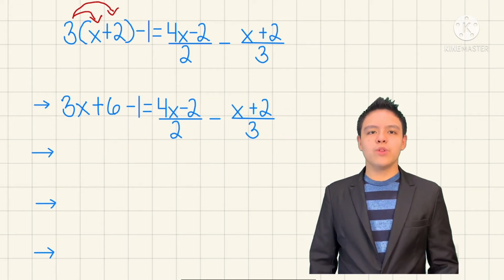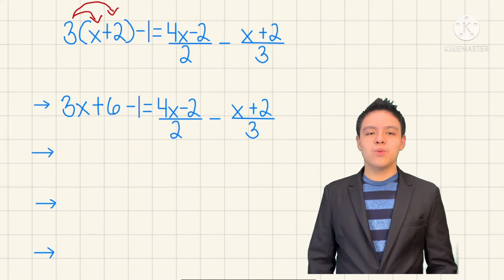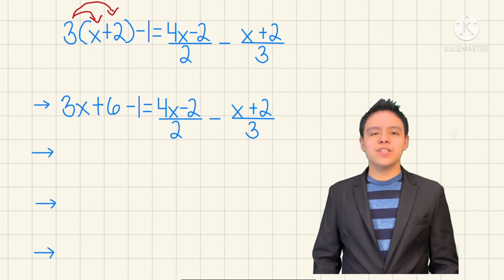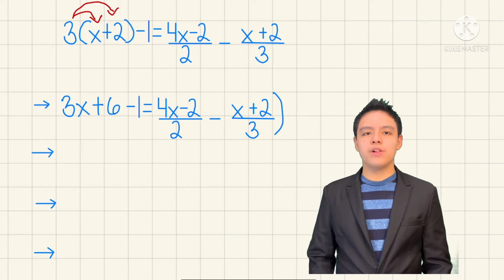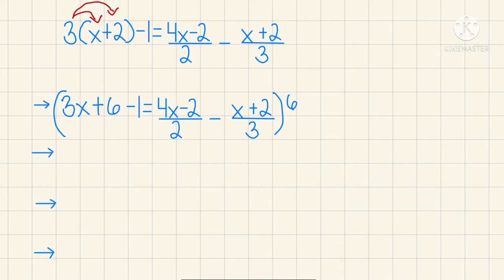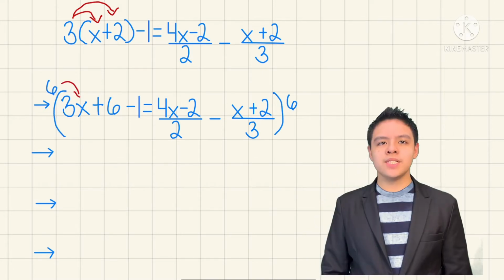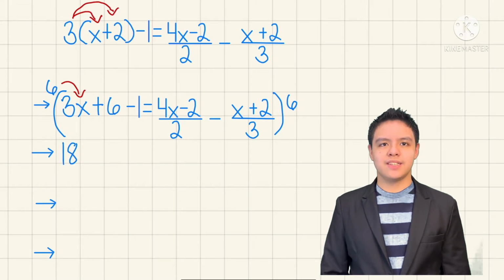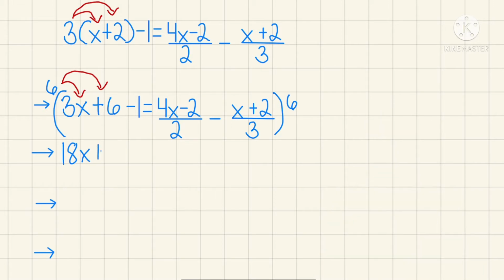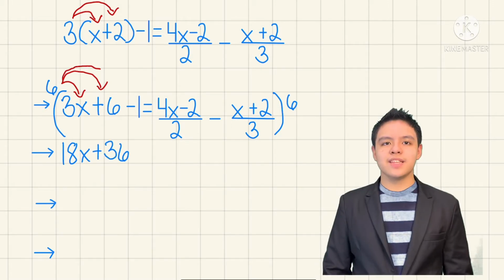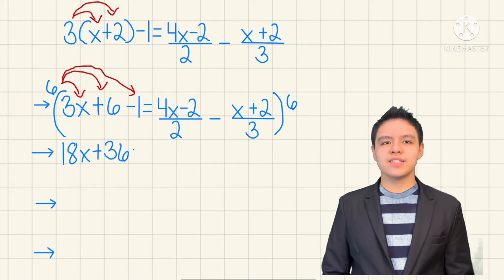Next is we're going to remove the fractions. To do that, we are going to multiply by the LCD. The LCD in this one is 6. And we will multiply. 6 times 3x is 18x. 6 times 6 equals 36. 6 times negative 1 is negative 6.